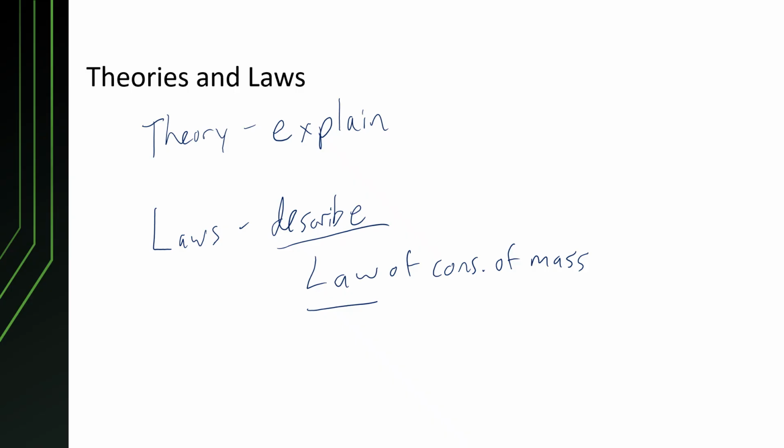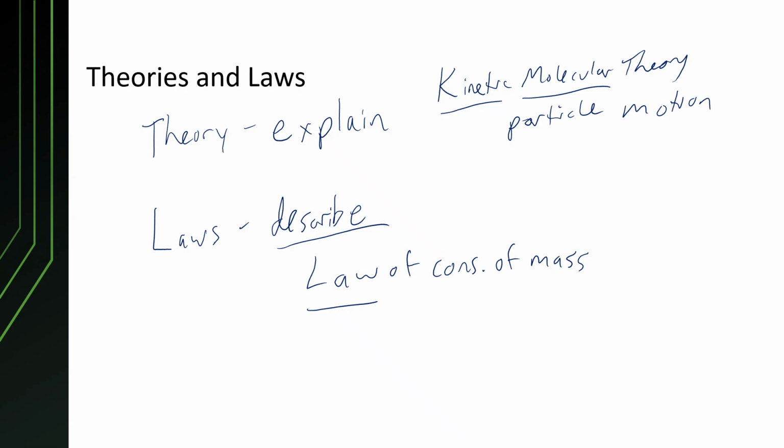A theory, on the other hand, would be something like kinetic molecular theory. Kinetic molecular theory explains what is going on with the molecules, the particle nature of matter, and how those molecules' movement, kinetic, so particle motion, and that different motion of those particles affects a lot of the macroscopic properties that you see of those particles. So this is an explanation of what's going on, and that's why it is a scientific theory.